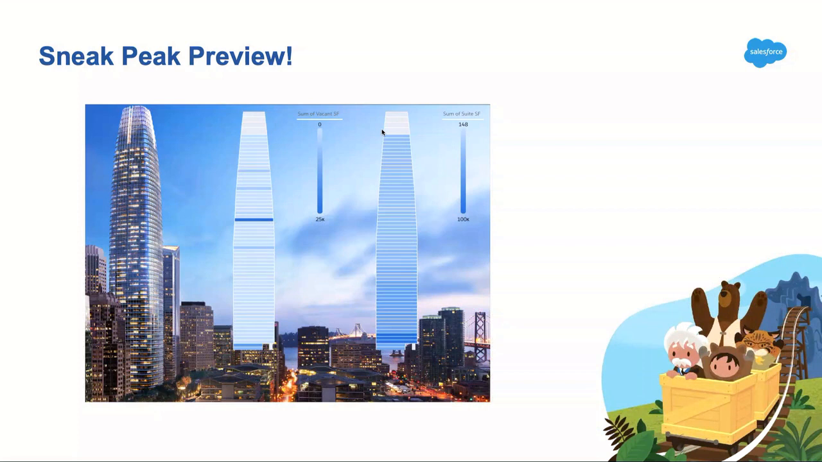All right, so sneak peek. This is what I'm going to demo today, how to create a chart that looks like this in Einstein Analytics. We're going to be using the custom map feature to visualize our data in a diagram that resembles the structure of a building. And of course, this is the Salesforce Tower.